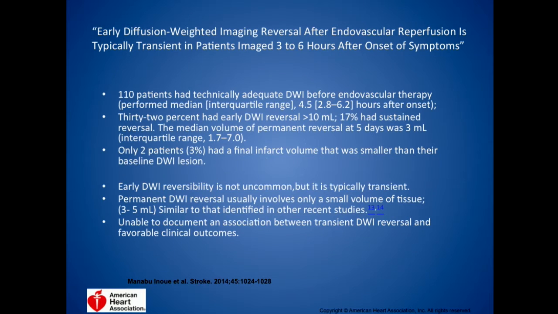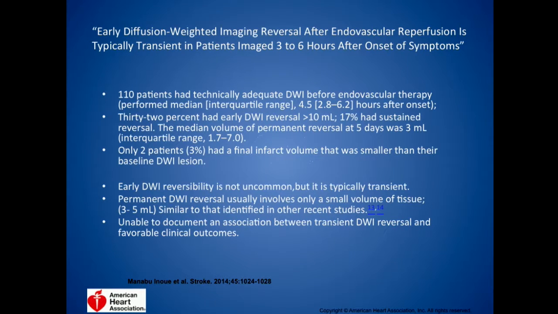And another study was done that was actually more oriented to the functional outcome and how these things work. And this was recently published in Stroke in 2014, where they took 110 patients and they did diffusion-weighted imaging before thrombectomy. And then they looked to see if there was diffusion-weighted reversibility, meaning that lesions that were positive on MRI, did that actually change and go back and become a normal pixel?